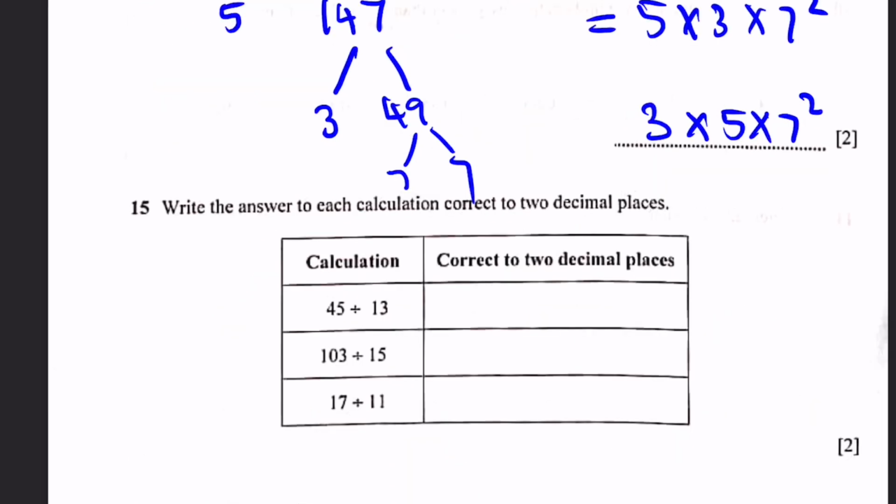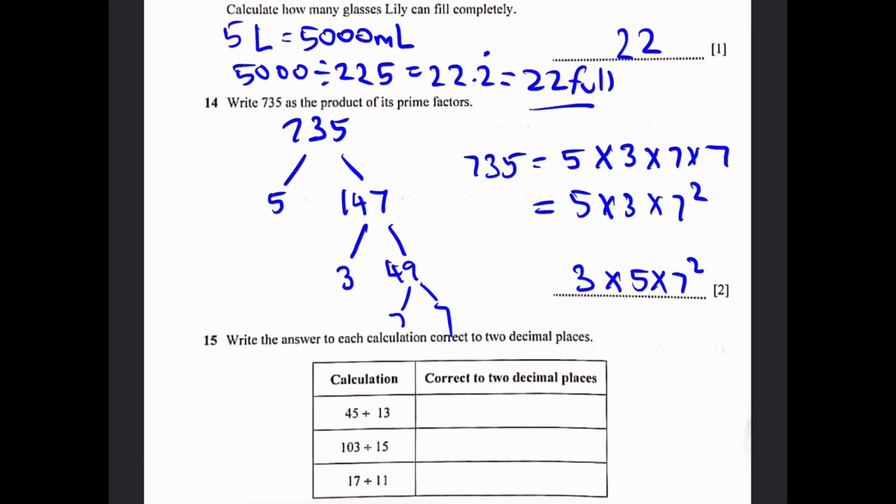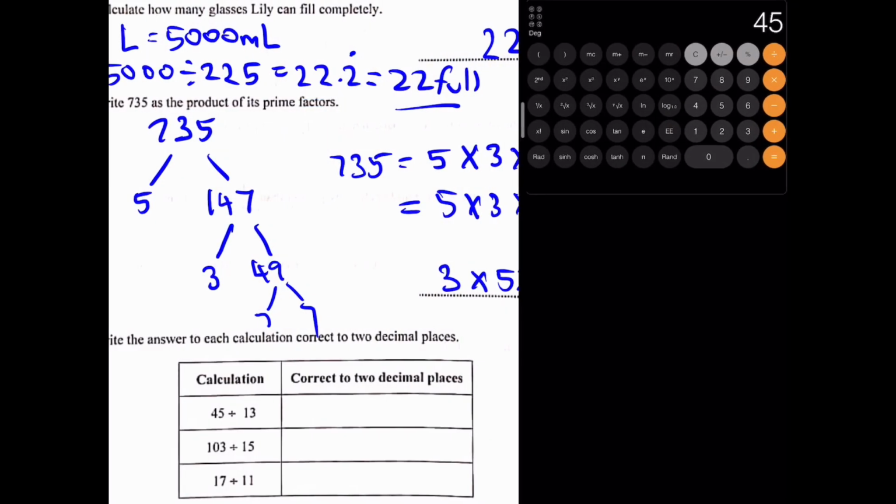Question 15. Write the answer to each calculation correct to 2 decimal places. So the calculation first is 45 divided by 13. Let's use our calculator. 45 divided by 13 is equal to 3.46, because the third decimal place, 1, is less than 5.